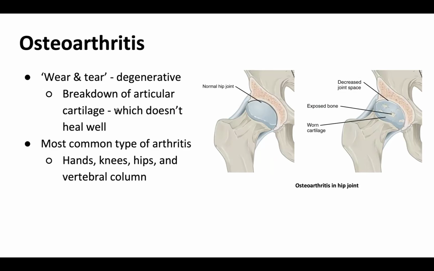Osteoarthritis is, again, the most common type of arthritis. It's also a degenerative type of arthritis. So sometimes you hear this referred to as the wear and tear arthritis. And what's happening here is the articular cartilage on the ends of the bones is the most commonly affected structure in OA. So it's going to be broken down, causing exposed bone due to the worn cartilage. And as mentioned in other videos, articular cartilage is mostly avascular, so that has some big implications. It's not going to heal very well.